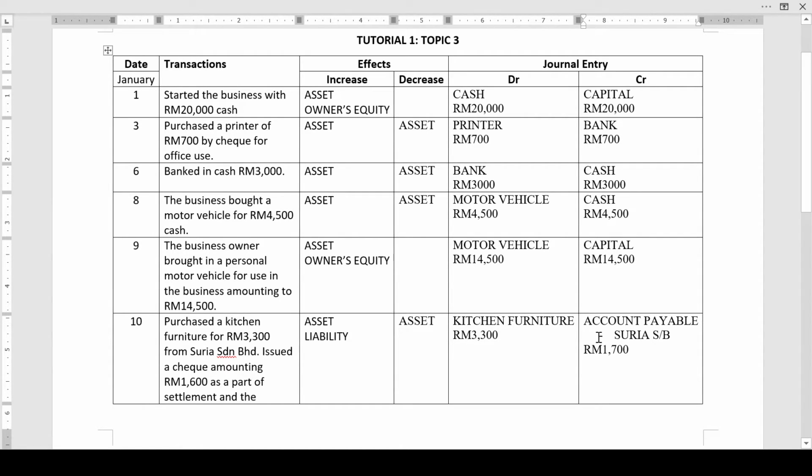Next, not finished yet. There is a decrease in asset at the same time. So decrease in asset meaning that we have to credit an asset account. But which asset account is being decreased by this transaction? Cash at bank. Why cash at bank? Because the payment was made using check. So bank will be decreased by RM 1,600.